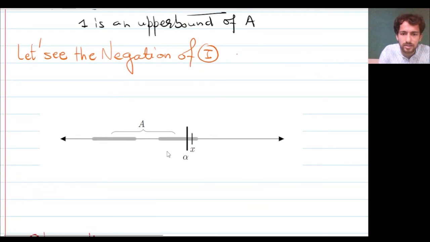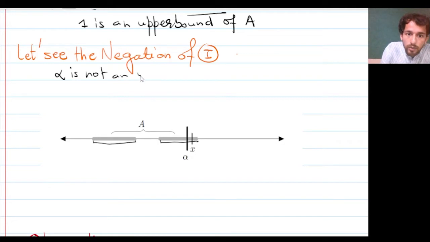Let's move ahead. This will look like this. Now see, all the gray portion, from here to here as well as from here to here, all these gray points on the real line represent my set A. Here is my set A, all these gray elements. So I'm saying alpha is not an upper bound of A.